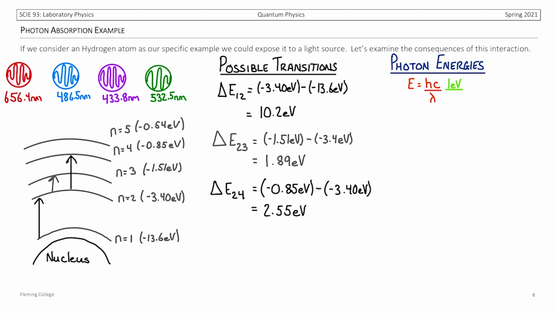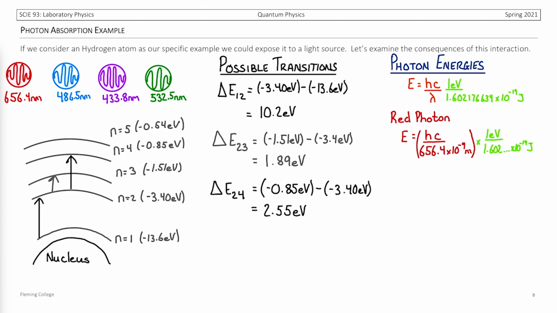And we have to remember to convert the joules of energy to electron volts of energy. Let's look at that red photon. So h and c are constants. We've already seen what they are. I'm just going to plug in the wavelength and that unit factor for converting energy. And we see that the red photon carries 1.89 electron volts of energy.